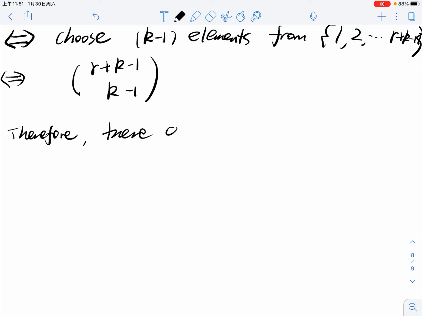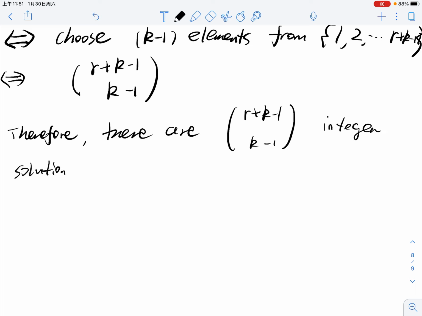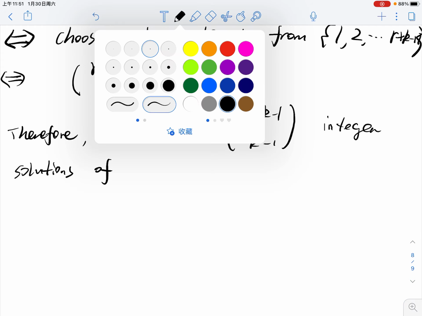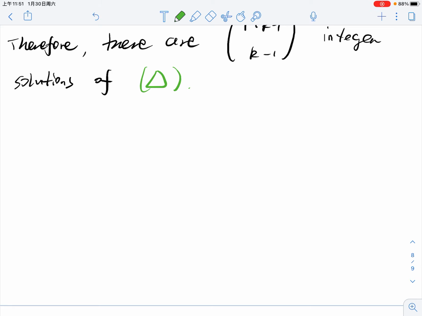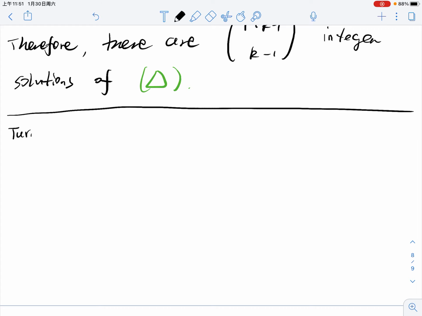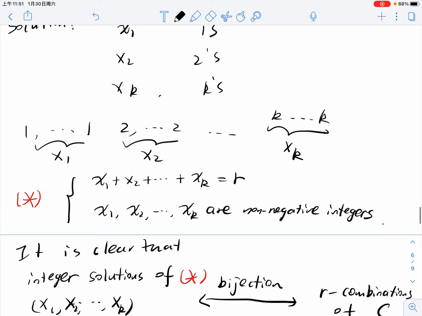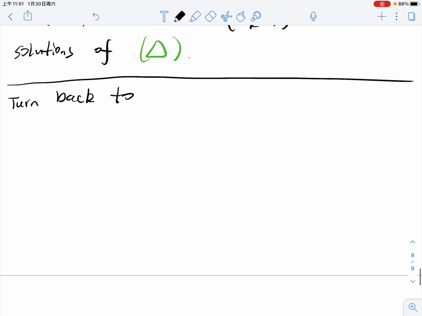Therefore, there are r plus k minus 1 choose k minus 1 integer solutions of the equation delta. Okay, now let's turn back to the original problem, star.